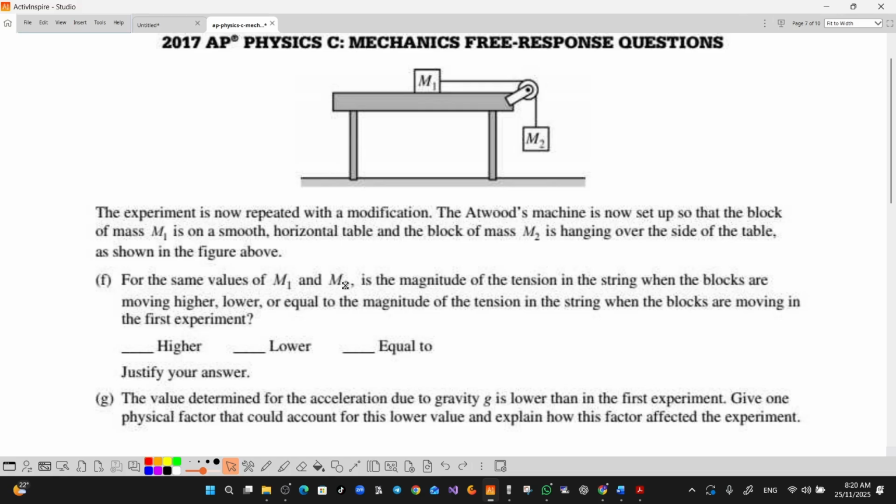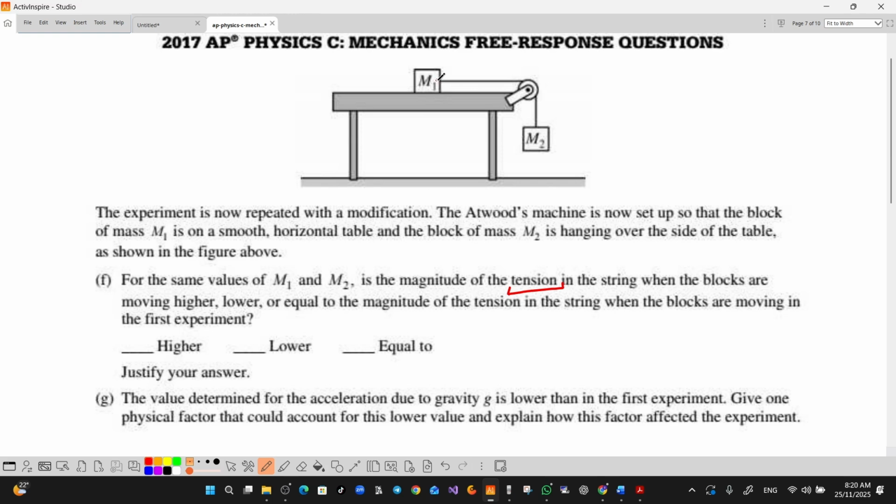For the same values of M1 and M2, is the magnitude of the tension in the string when the blocks are moving higher, lower, or equal to the magnitude of the tension in the string when the blocks moved in the first experiment? What will determine the value of the tension here is the acceleration of the system. So let's find out what will happen to the acceleration of the system after this modification.